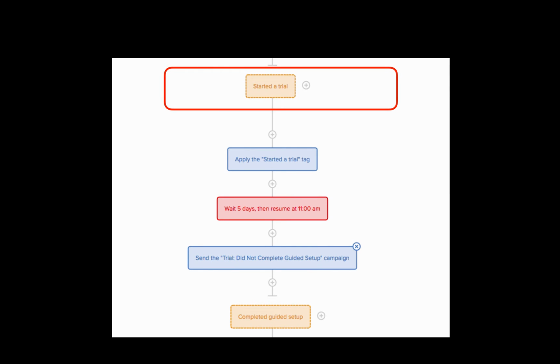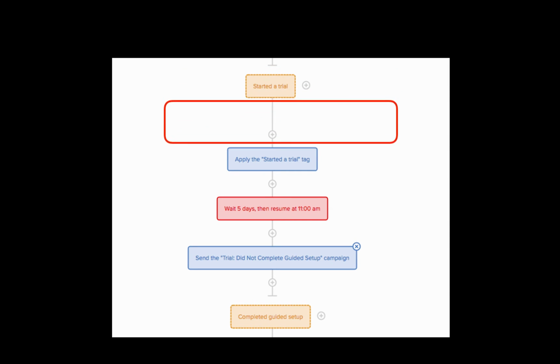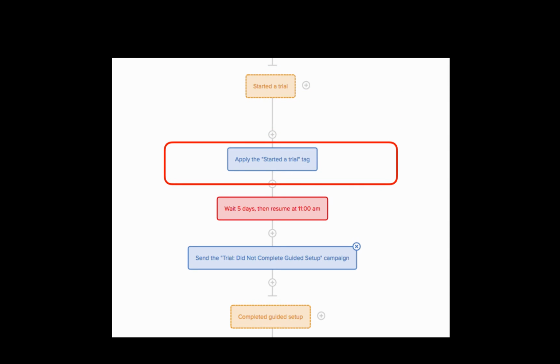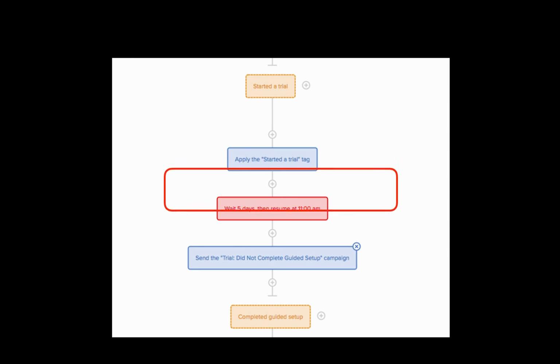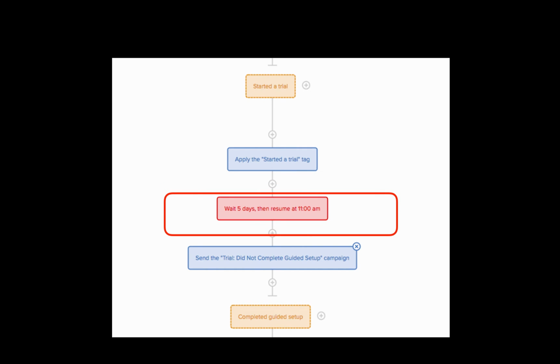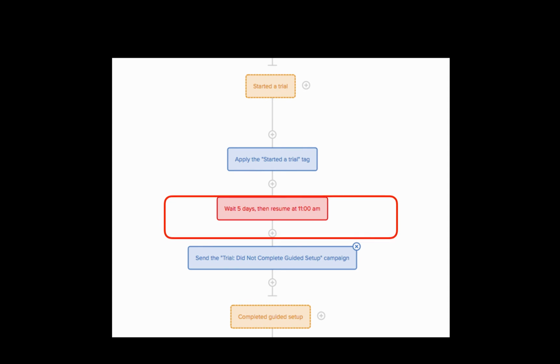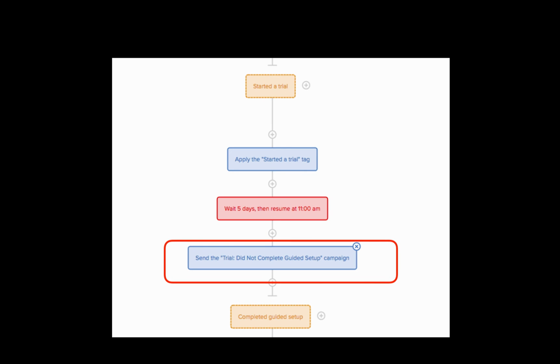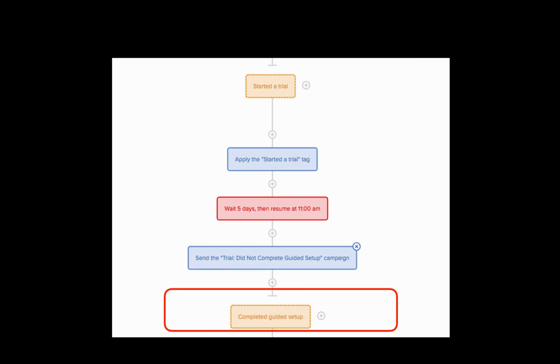Then when they start a trial, they automatically trigger this goal and they are segmented with this tag applied. And there's a 5-day delay here. During that 5-day delay, we're basically waiting for them to complete guided setup of the product. And if they haven't completed guided setup, they'll then get this did not complete guided setup campaign. But if they do complete guided setup, they will trigger this goal here at the bottom. Now, when they trigger the goal, they'll be pulled out of that campaign.